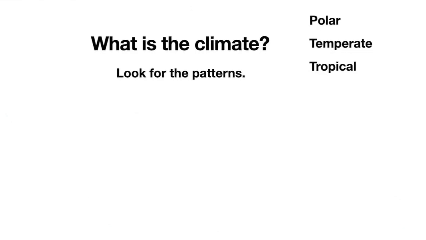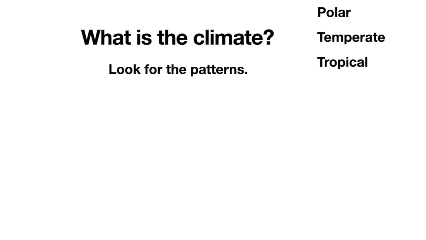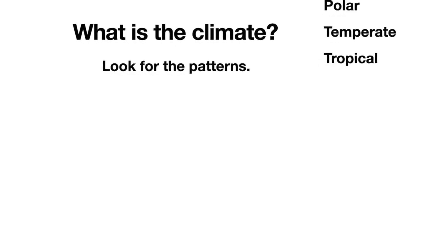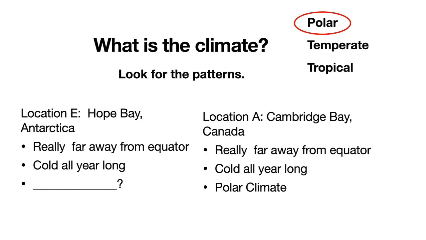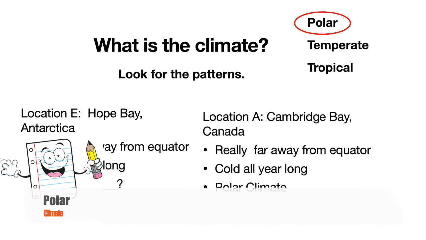What is the climate for Hope Bay, Antarctica? Is it polar, temperate, or tropical? Let's take a look at what we have in our notes. We know that it is really far away from the equator, and it is cold all year long. What does that tell you about the climate? Find another location in our notes that is similar to Hope Bay. Did you find Cambridge Bay, Canada? Because Cambridge Bay and Hope Bay are both really far away from the equator, cold all year long, we say that they have a polar climate.